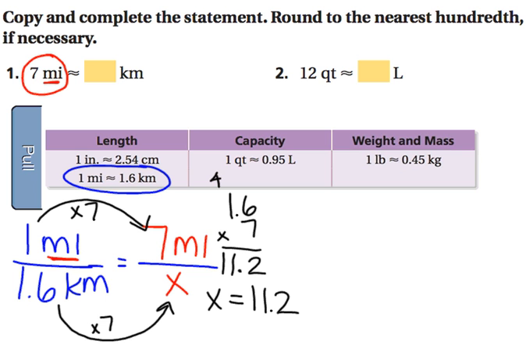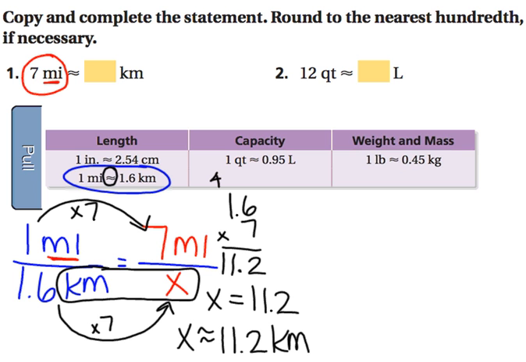11.2. Now, one thing I want to point out, all of these have kind of squiggly equal signs. That means approximately equal. These are rounded versions of the exact conversion factor. So for my final answer, I can write x is approximately equal to 11.2, and this was lining up with kilometers. So my final answer will be in kilometers. So in 7 miles, there are approximately 11.2 kilometers.